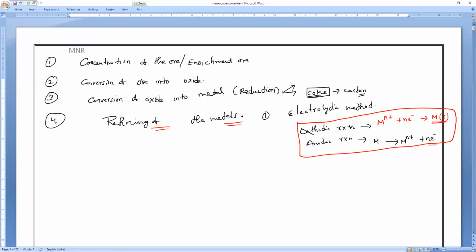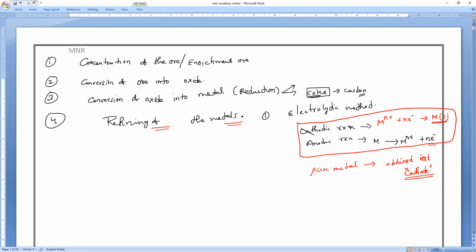According to the given metal, you have to replace this metal M with the name of the element. Always where will we get the pure metal? Cathode or anode? Yes, cathode. Pure metal is always obtained at the cathode. That is what you have to remember. Is it clear, everybody? So till here we discussed in our last class.